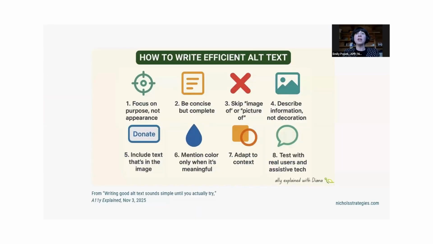So to kind of close this out and summarize, I wanted to share this excellent graphic that I'm using with permission from a Substack newsletter that's called Ally Explained. Thanks to Diana for allowing me to reproduce her graphic here because I think it's a lovely encapsulation of some important key principles. This is from a newsletter that was titled Writing Good Alt Text Sounds Simple Until You Actually Try, which is a little bit discouraging, but here are some of her tips. And I'll link out to this newsletter with my notes from our session today.